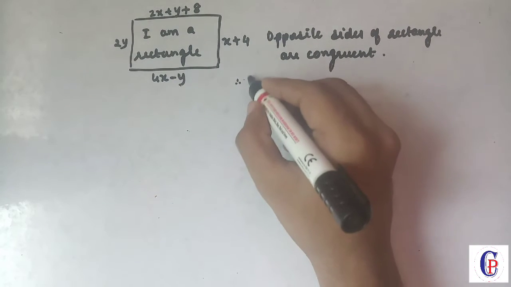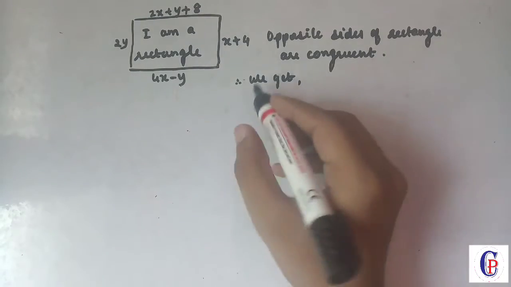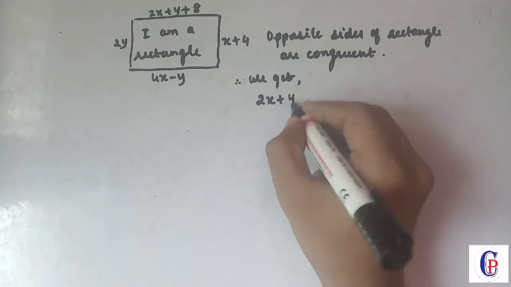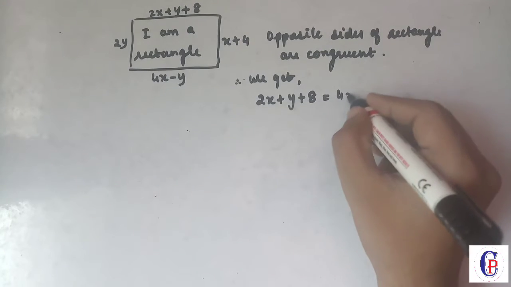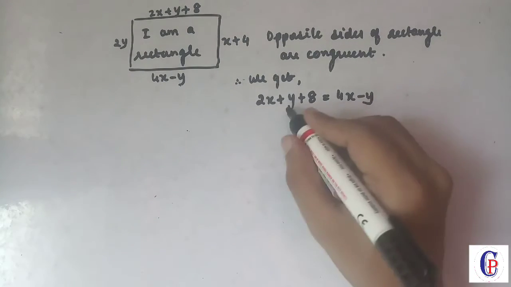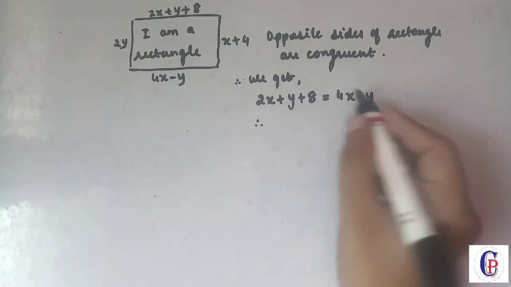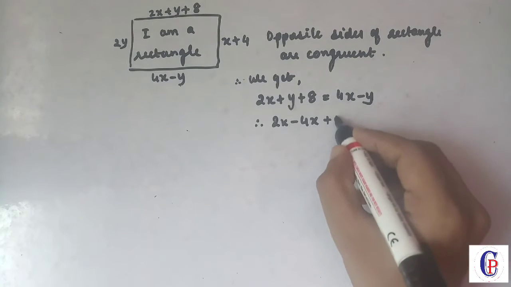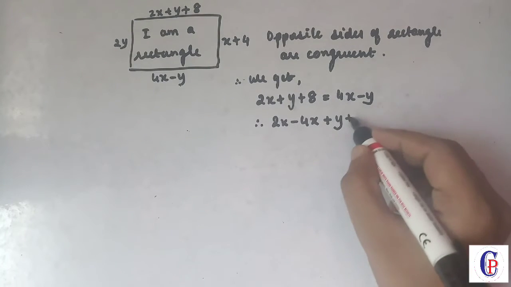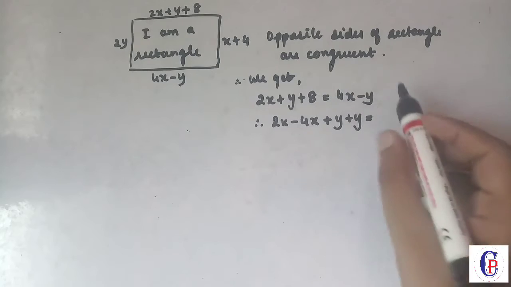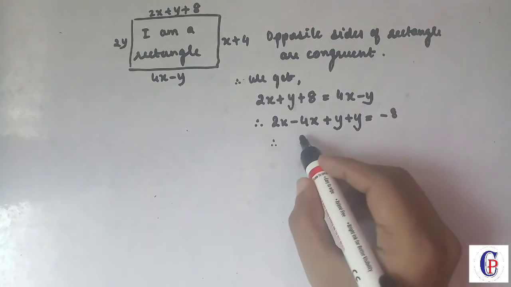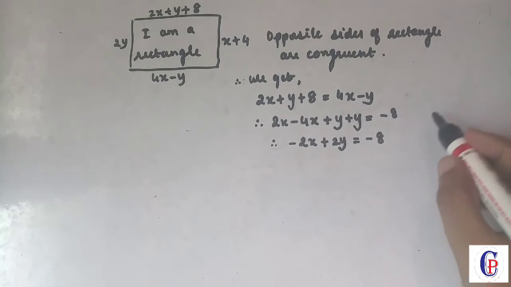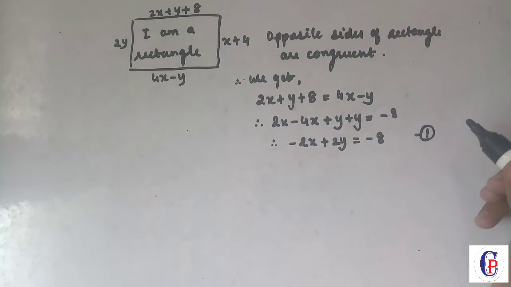So therefore we get that opposite sides are equal. That is, 2x plus y plus 8 is equal to 4x minus y. So write this in standard form, that is x and y on the left side, number on the right side. So 2x minus 4x plus y, this y will also come here, plus y, and this 8 will go to the right side, so it will become minus 8. So we get minus 2x plus 2y is equal to minus 8. So this becomes our first equation.